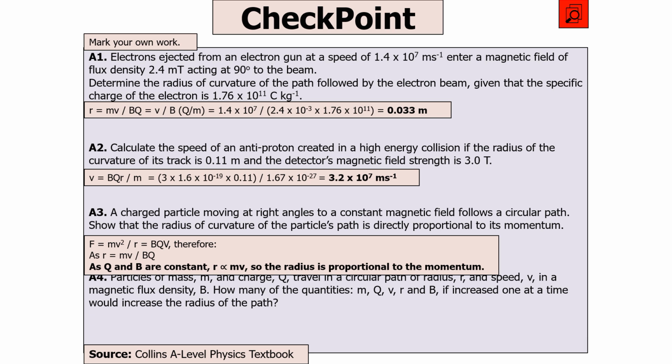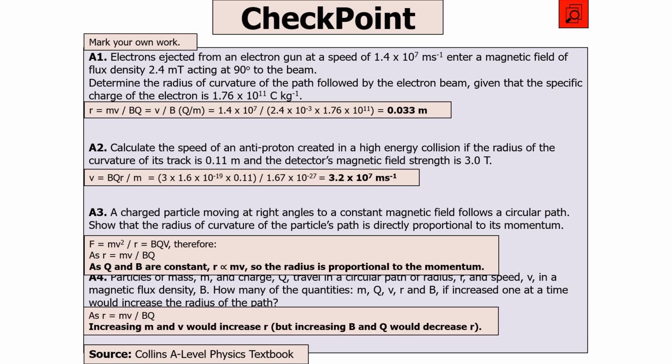For a particle that's moving, q and B are going to be constants, so therefore r is directly proportional to mv, the momentum. Now, like we said, r equals mv over Bq, so if you increase m or you increase v, you would increase r, but increasing B or increasing q would decrease r because of where it is on the equation.